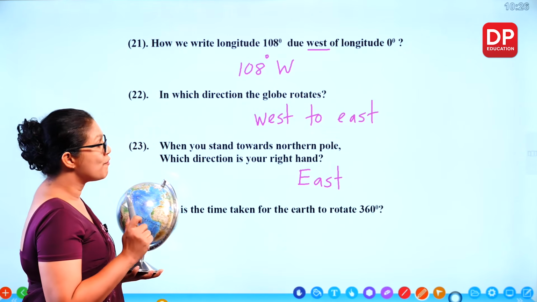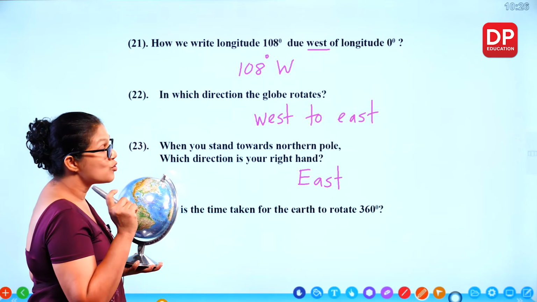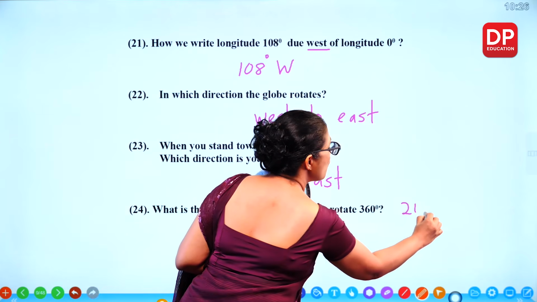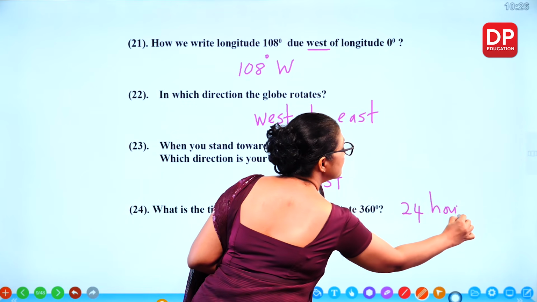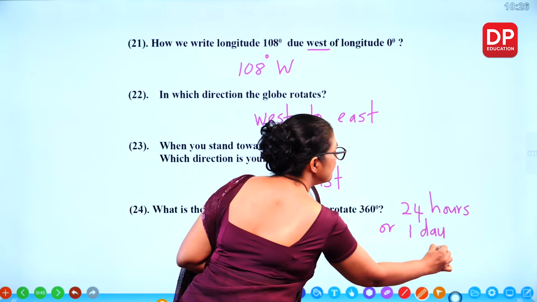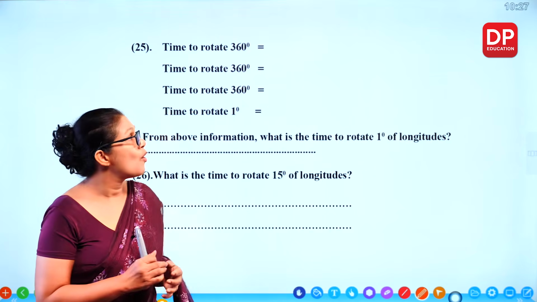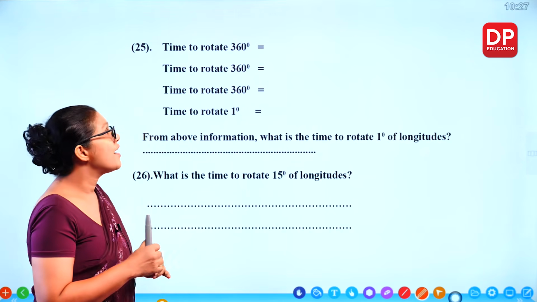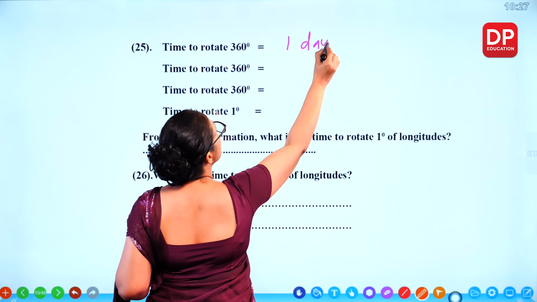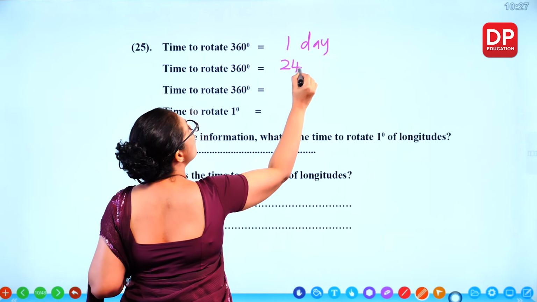What is the time taken for Earth to rotate 360 degrees? It takes 24 hours or 1 day. So we can write 24 hours or 1 day. Now we'll calculate this one. Now we know the time to rotate 360 degrees is 1 day, in hours, 24 hours.